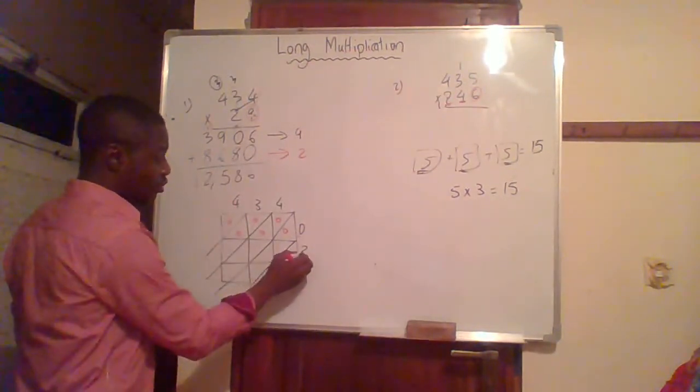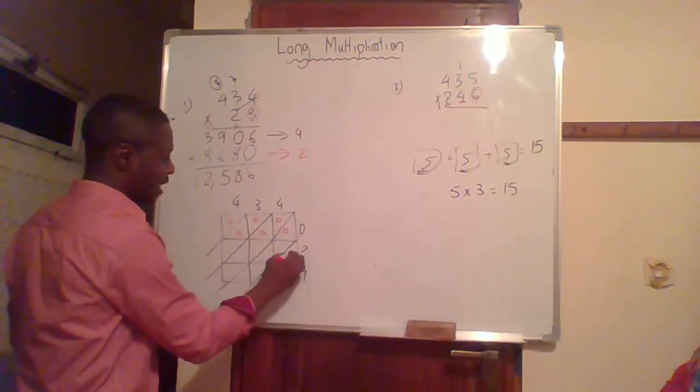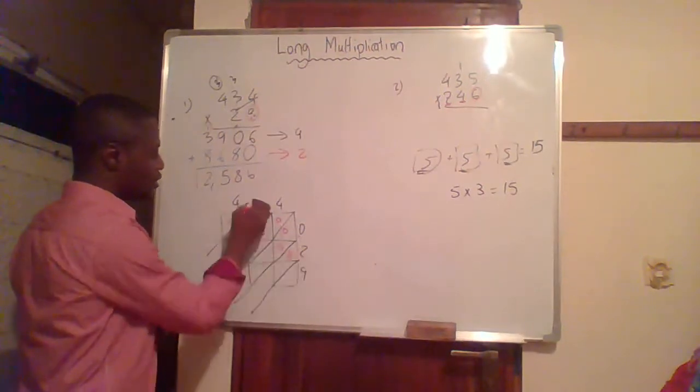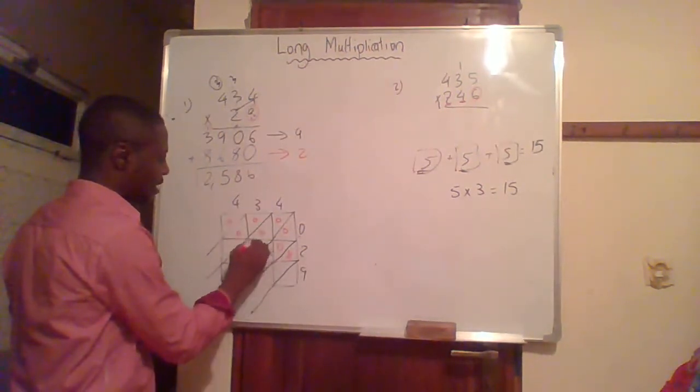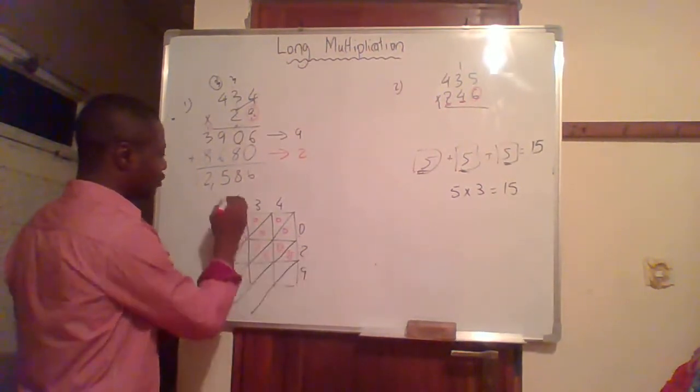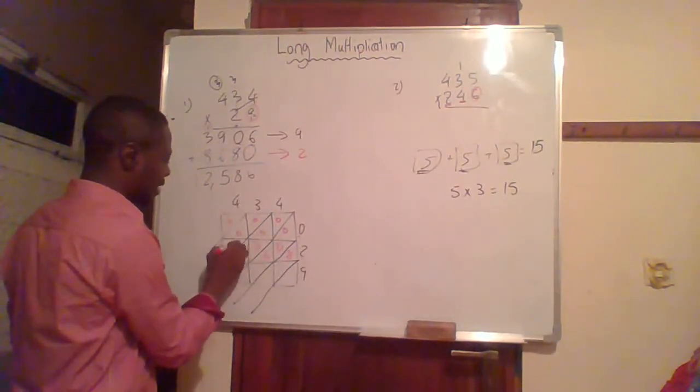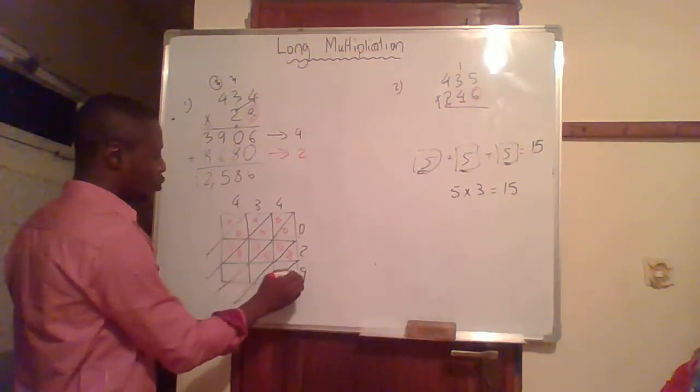Now let's multiply 2 times 4, it's 8. So I'm going to write 8 here and 0 there. 2 times 3, it's 6. So I'm going to write 6 and 0 there. 2 times 4, it's 8. I'm going to write 8 here and 0 there.